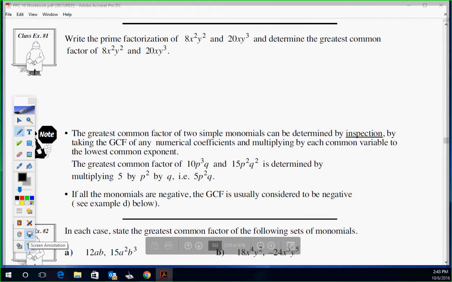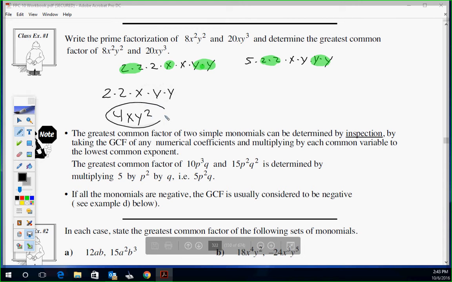Okay, so I'm going to break down the 8. So 8 is 2 times 2 times 2. I have an x, I have an x, I have a y, I have a y. Compared to 20, 5 times 2 times 2 times x, y, y, and y. So what they have in common, they have 2 2's, 1 x, 2 y's. Those are the things we have in common. So 2 times 2 times x times y is my GCF. 4xy squared is my GCF.